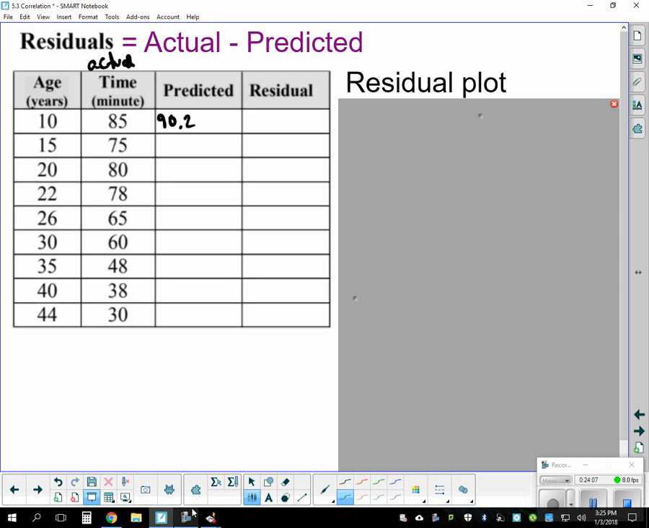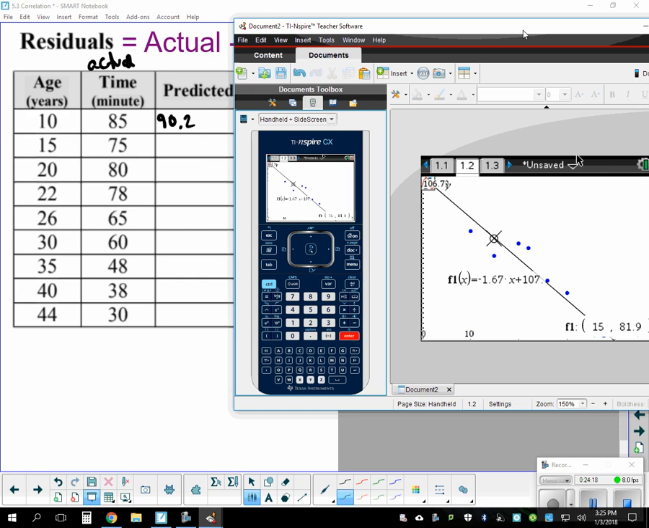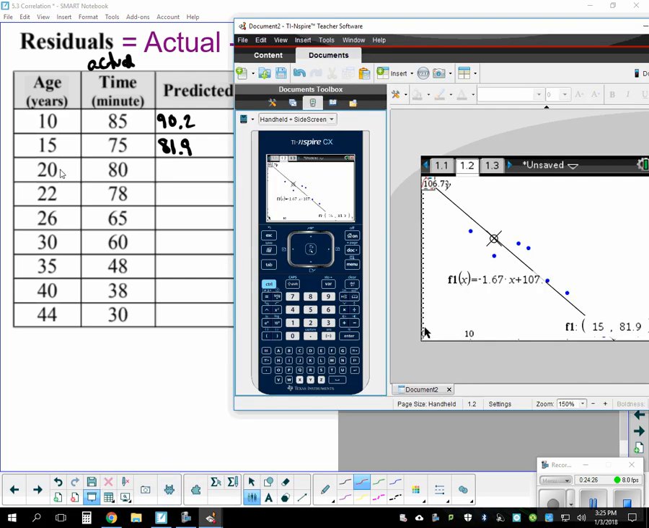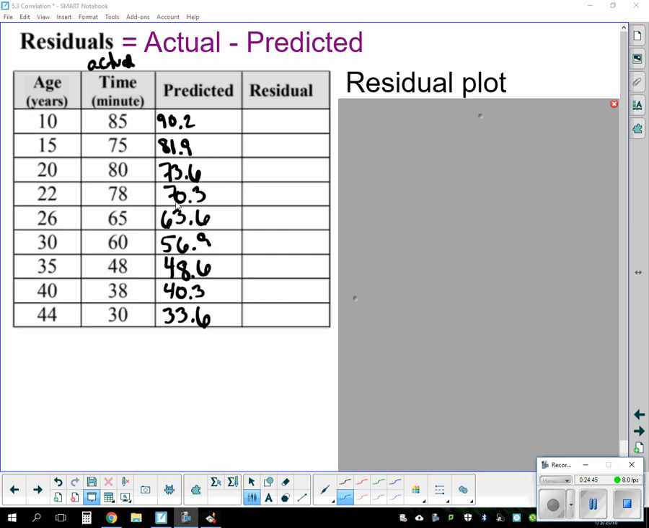So I write that into my chart. Okay, the next one I want is 15, so I just type in 15, hit enter, and it shows me over here that that gives me a value of 81.9. Okay, let me show you one more. I want to know when my x is 20, what is the y predicted to be? So I type in 20, press enter, and it gives me 73.6. Okay, pause the video and find the rest of these values.